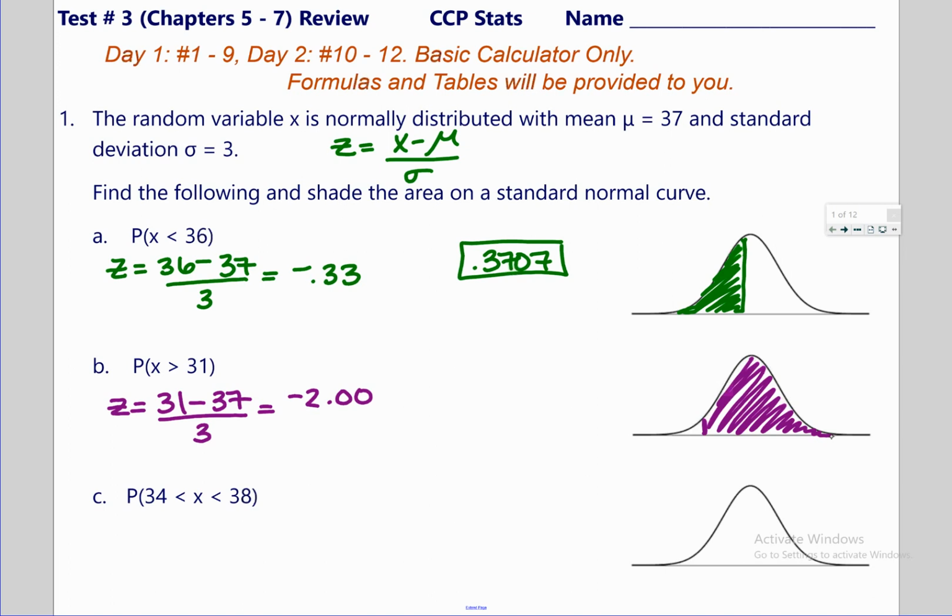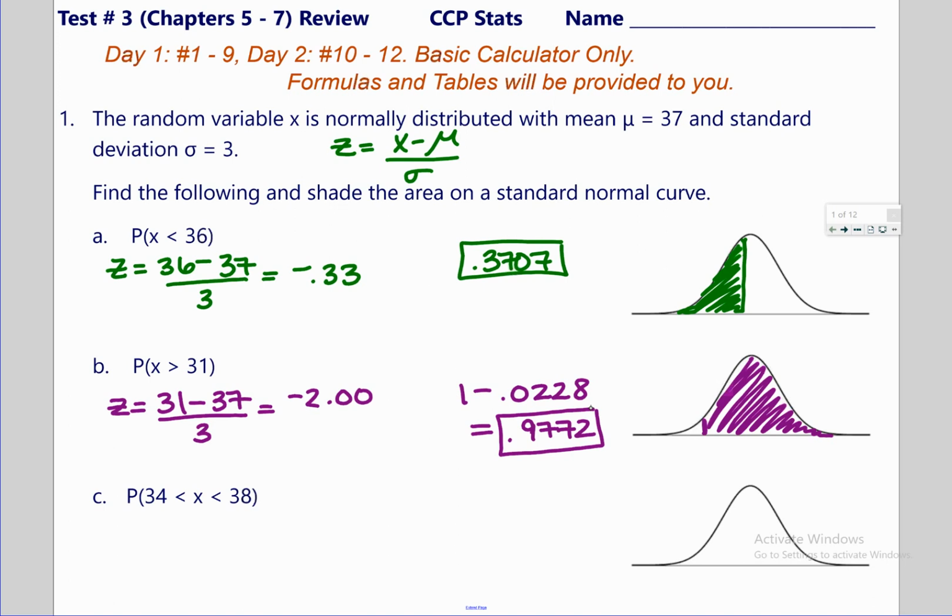Now we find that value on our z-score chart, which is 0.0228. Do you guys remember what I do with that if it's area to the right? Because right now I have area to the left. We do 1 minus, the complement of that, and I get 0.9772. So you can make sure what you're shading is reasonable. Remember, the total area under the curve is 1. I shaded quite a bit of it, so I should expect a number pretty close to 1.